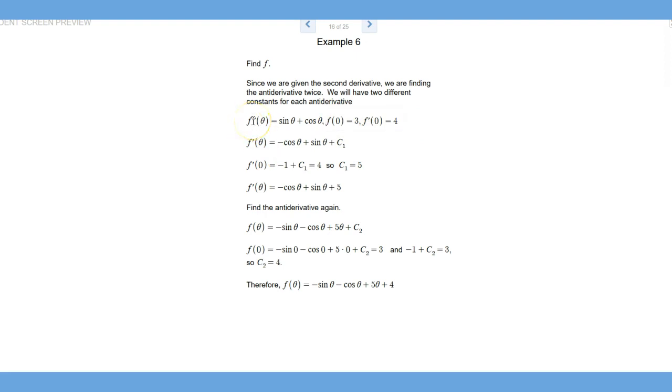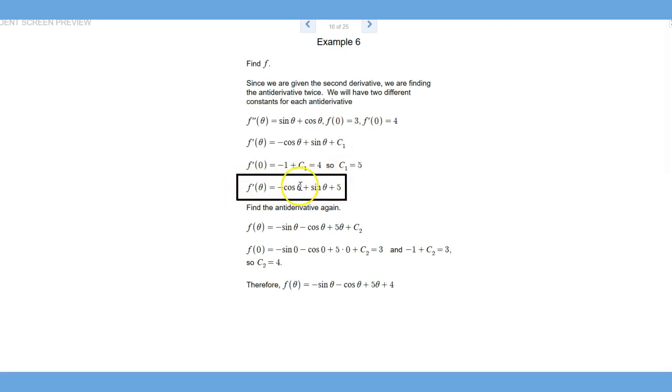So to find f prime of theta, I need to take the antiderivative of f double prime. So again, what function's derivative is sine theta? Well, that's minus cosine theta. What function's derivative is cosine theta? That's sine theta. And then I add on that arbitrary constant. I'm going to call it C1. So it's given that f prime of 0 is 4, so I can solve for C1 now. And when I evaluate f prime of theta at 0 and solve for C1, I get 5.